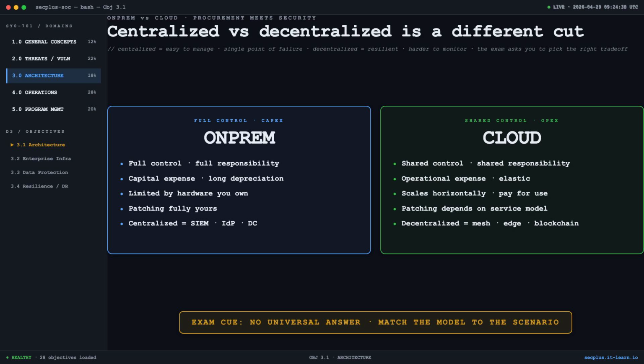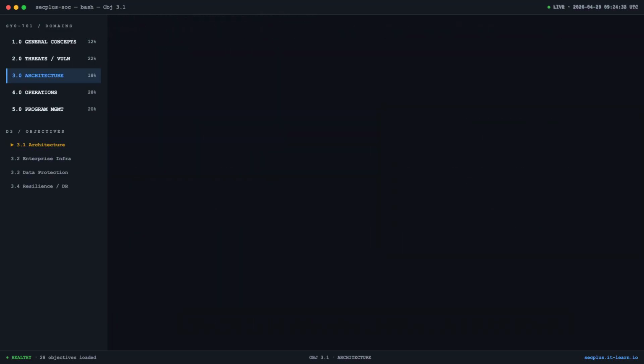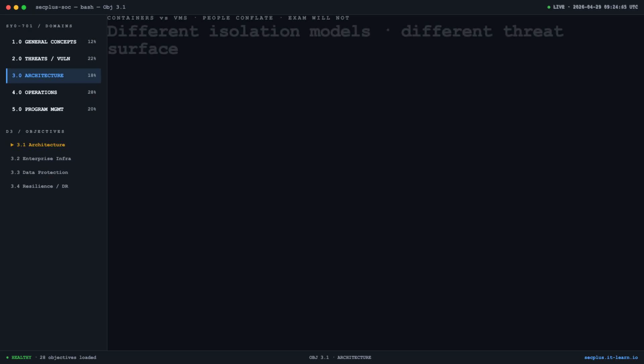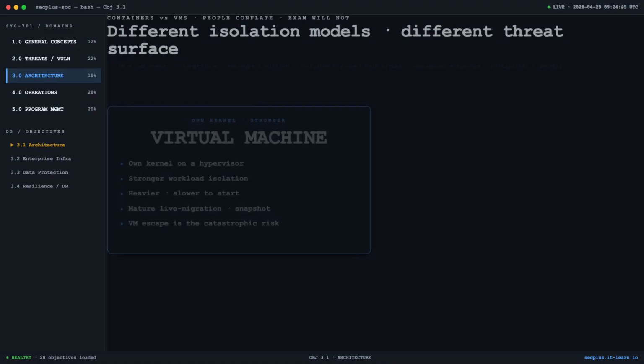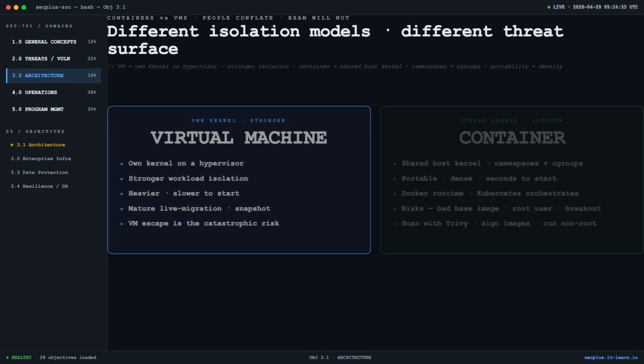Containers and virtualization. People conflate them, the exam will not. A virtual machine has its own kernel running on top of a hypervisor. A container shares the host kernel and isolates processes inside namespaces and cgroups. VMs give you stronger isolation. Containers give you portability and density. Docker is the runtime everybody knows. Kubernetes, K8s, orchestrates containers at scale.